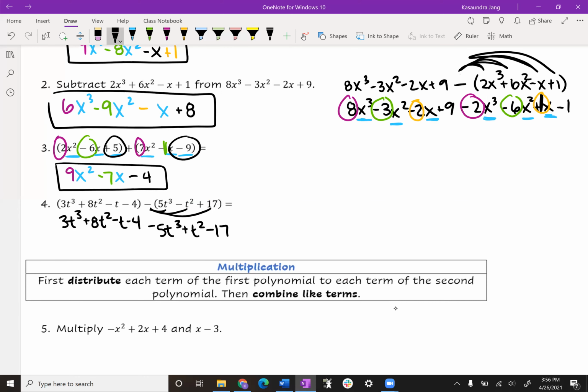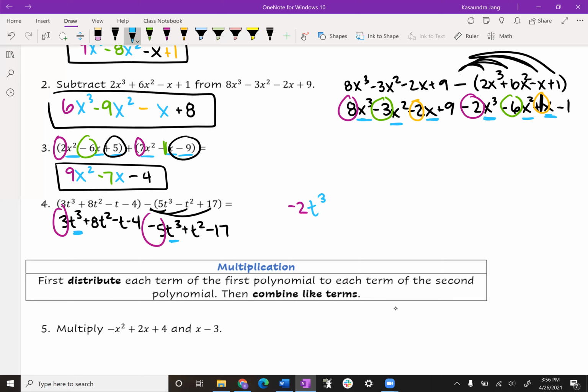Okay, so I'm gonna go ahead and combine my like terms again. It looks like I've got t cubed and another t cubed. So let's add their coefficients. A 3 and -5 is a -2. So I've got a -2. We got a t cubed instead of an x cubed, but that's fine.